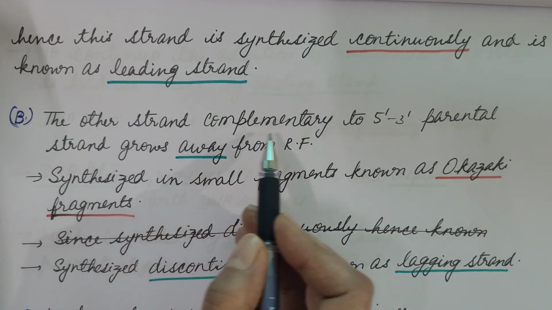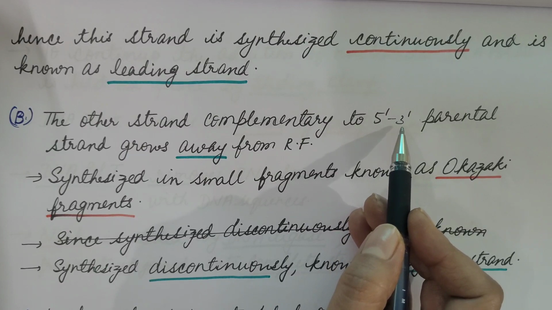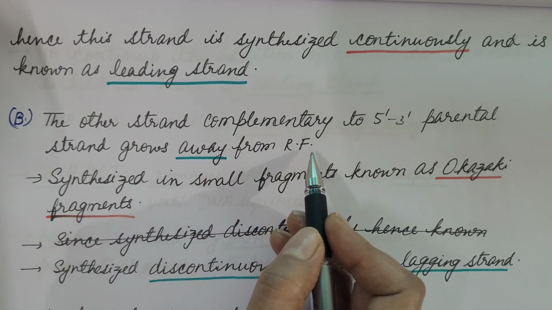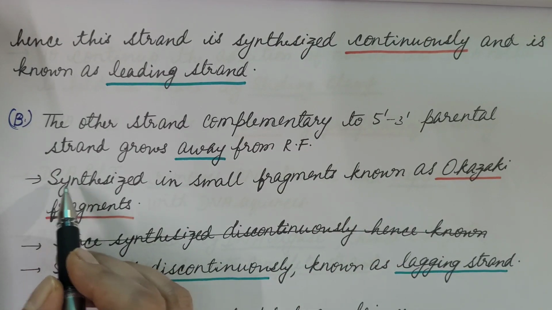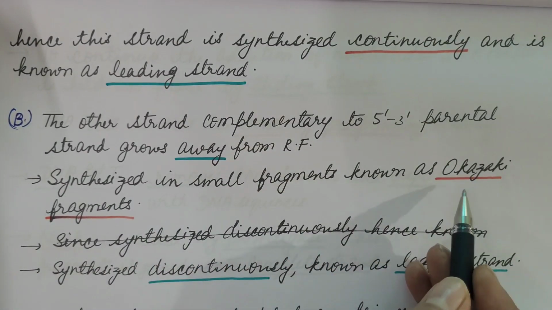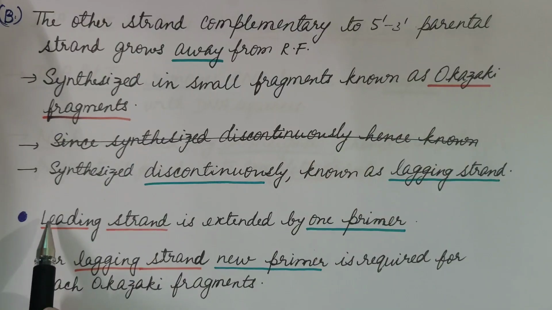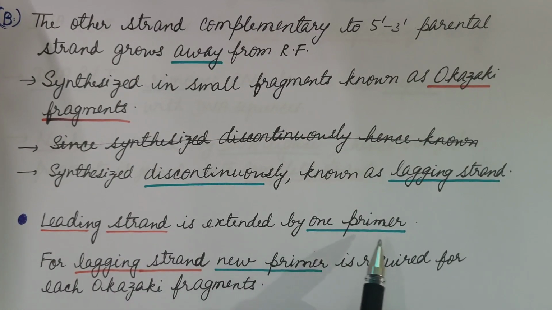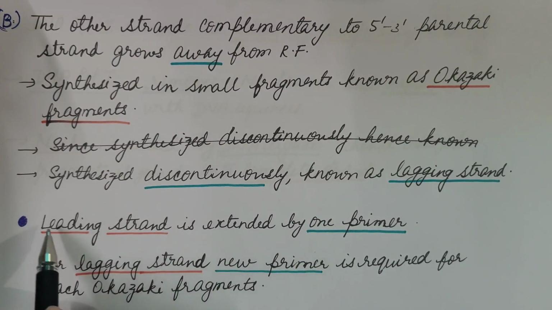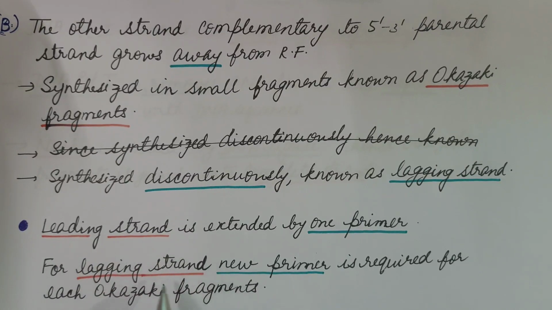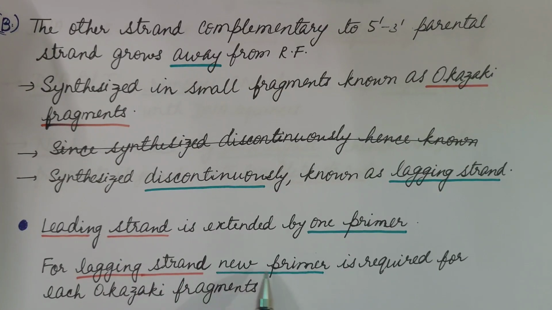The other strand, which is complementary to the 5' to 3' parental strand, grows away from the replication fork. It is synthesized in small fragments known as Okazaki fragments. It is synthesized discontinuously and it is known as the lagging strand. The leading strand is extended by one primer, that is, for the synthesis of the leading strand, only one primer is required. For the synthesis of the lagging strand, a new primer is required for each Okazaki fragment.